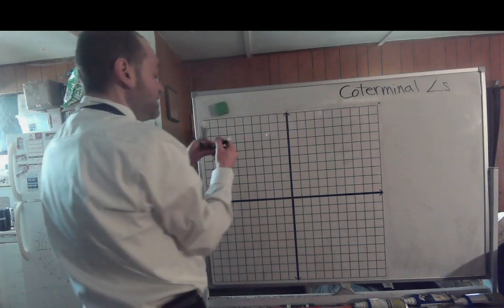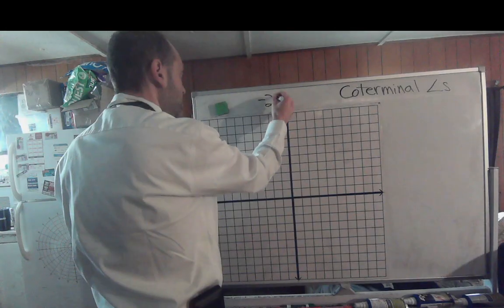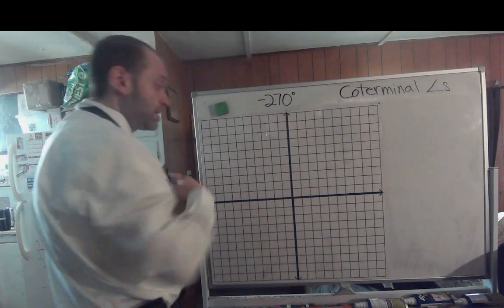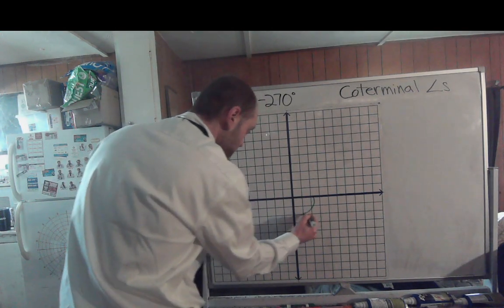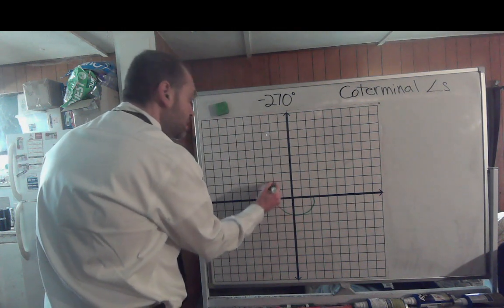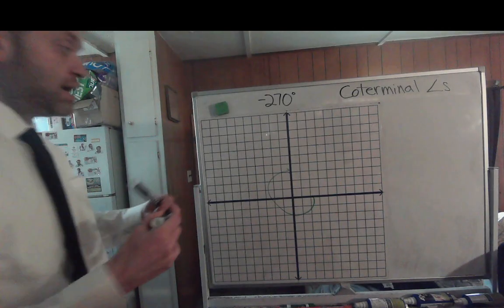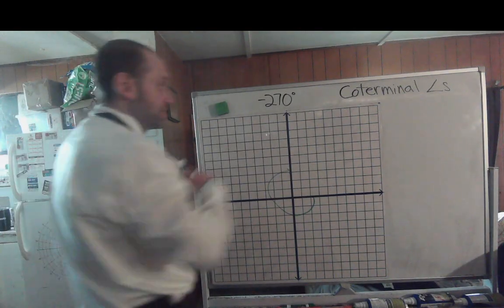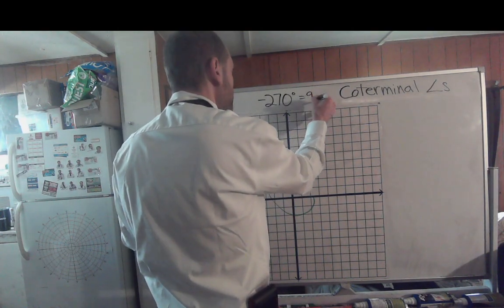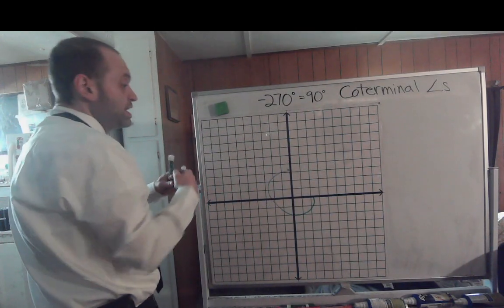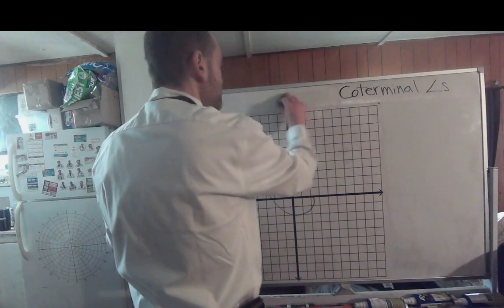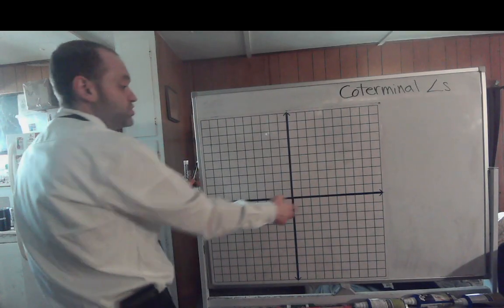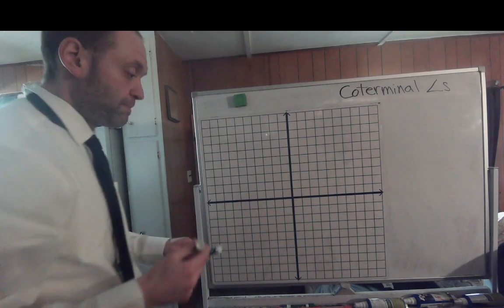Alright, how about a negative 270 degree angle? Negative 270 means I'm going clockwise 3/4 of a revolution, so that'll put me up here. And if I added this to 360, that'd be the same thing as a positive 90. That equals a positive 90 degree angle. And then I think it's self-explanatory. If you did negative 360 degrees, that's a full revolution clockwise. You would just be going all the way around clockwise.